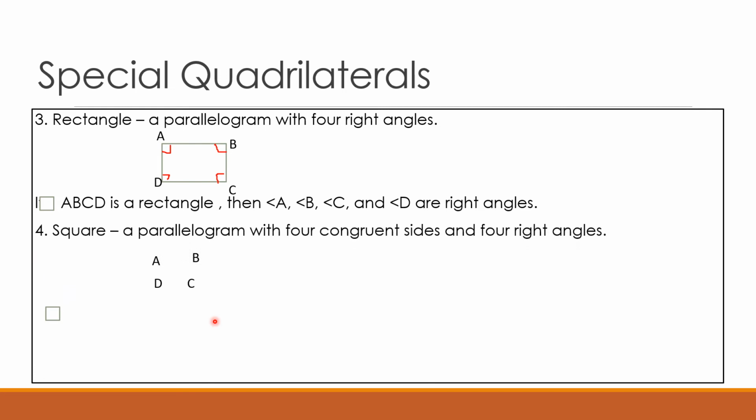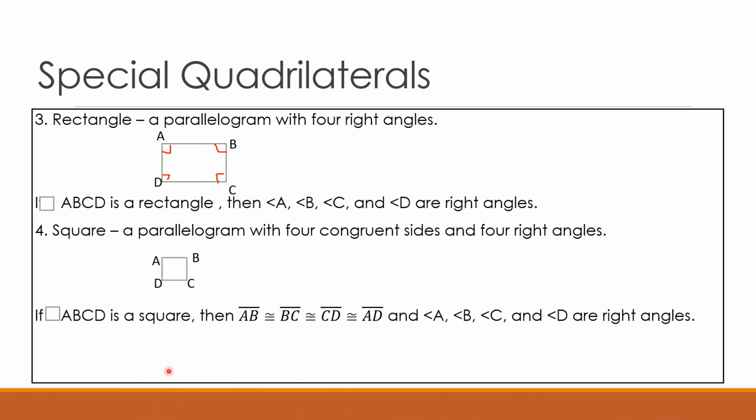Alright? Next, we have the square. A square is a parallelogram with four congruent sides and four right angles. Yes, this is a square ABCD. If quadrilateral ABCD is a square, then segment AB is congruent to segment BC, segment BC is congruent to segment CD, and segment CD is congruent to segment DA. And angle A, angle B, angle C, and angle D are right angles.